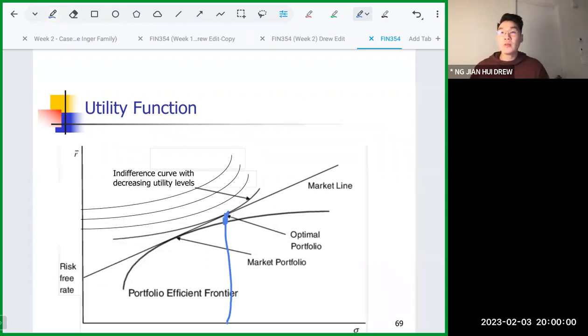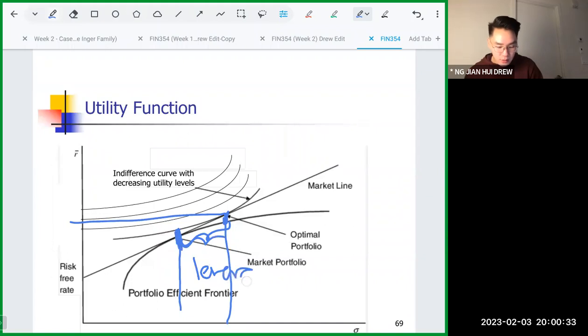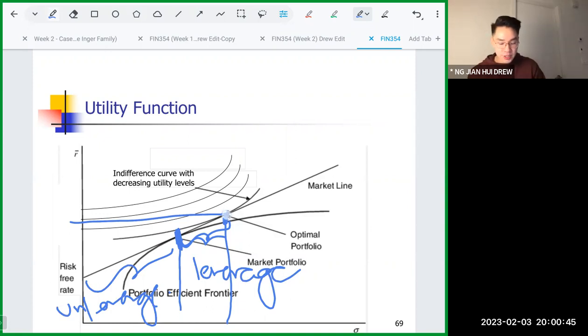Which is most likely you need to borrow. Remember, any point that is beyond the portion that touches the curve here is always a leverage position. It means you are going to borrow money in order to invest in more risky assets so that you can get a higher return. I repeat, any portion beyond the point where the curve and the line meet, which is here, is a leverage position. Here is an unleveraged position. So in this case, the best utility is here, which is a leveraged position, where the utility curve, or the indifference curve, touches the capital market line, CML.